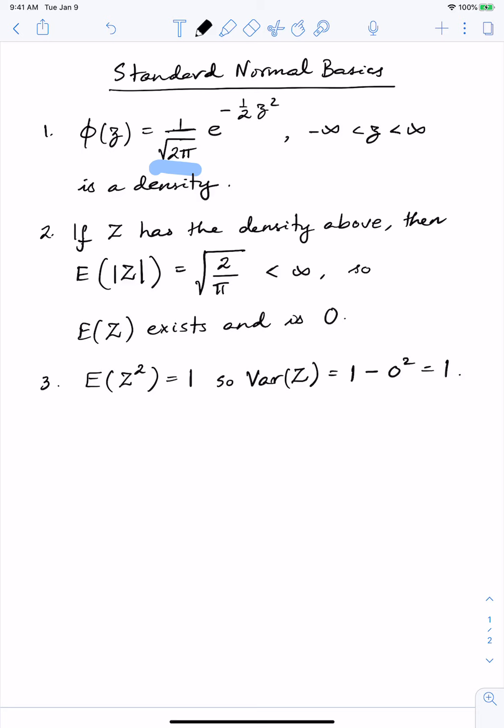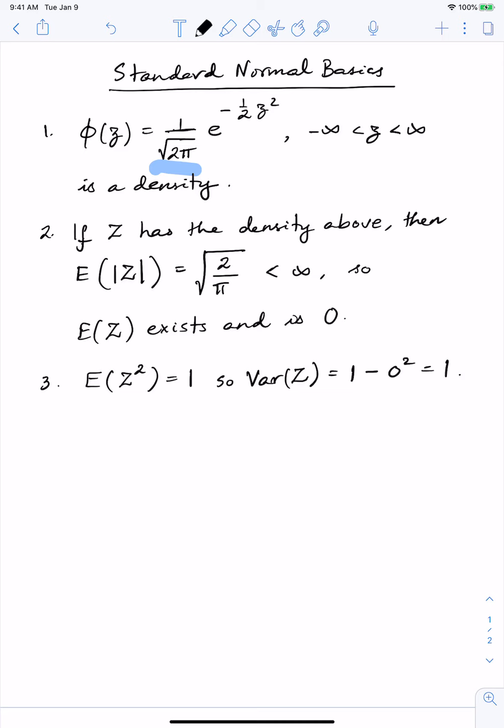And so these parameters, the center and the spread, that we have been calling the mean and the variance, turn out to actually be the mean and the variance of the standard normal distribution by our general definitions of what a mean and a variance are.